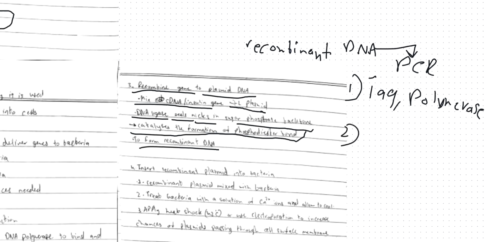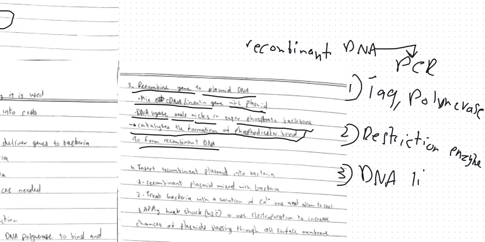Second, the second enzyme is the restriction enzyme. This is needed to cut and bind the human gene to the plasmid of bacteria. And the third enzyme is DNA ligase. And DNA ligase, remember, seals nicks in the sugar phosphate backbone, and it also catalyzes the formation of phosphodiester bonds. So yes, step 4 is when you insert this recombinant plasmid into the bacteria.